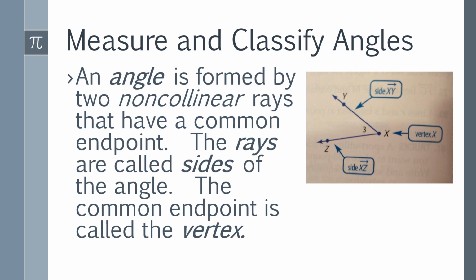Okay, so now an angle is formed by two non-collinear rays that have a common endpoint. The rays are called the sides of the angle. The common endpoint is called the vertex. So in this drawing, we have side ray XY and side ray XZ. The vertex is that common endpoint of the two rays, and that would be point X. The vertex we just name with a single letter.